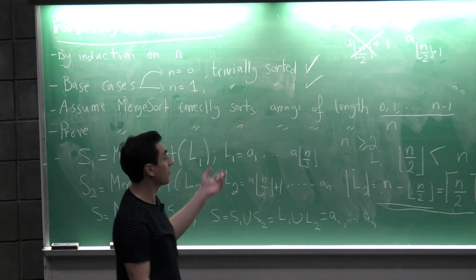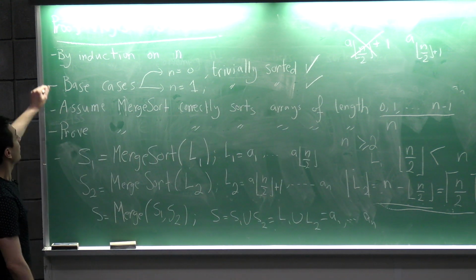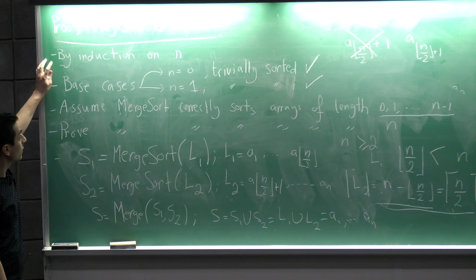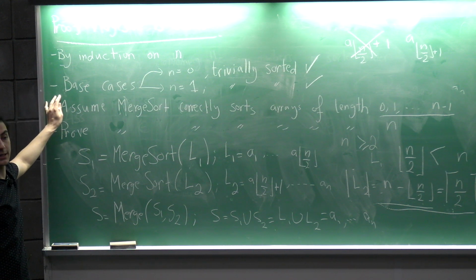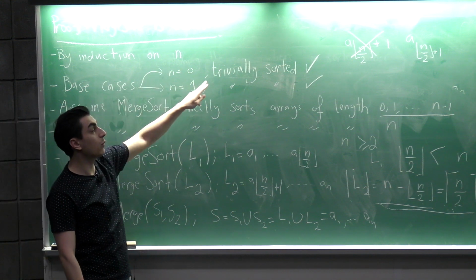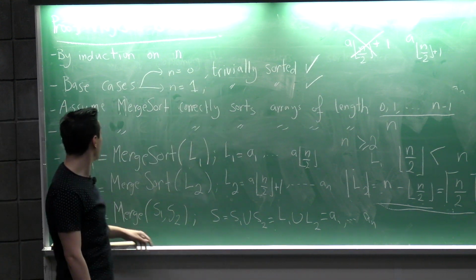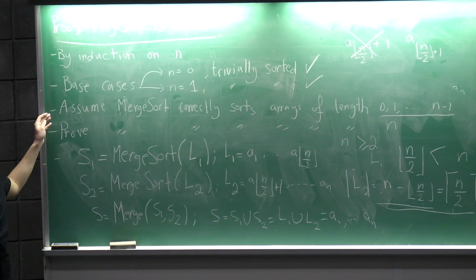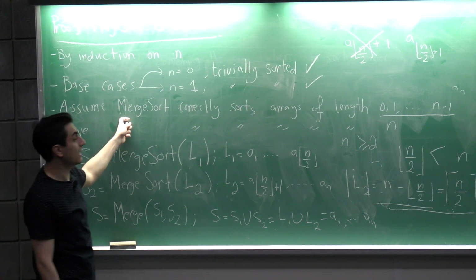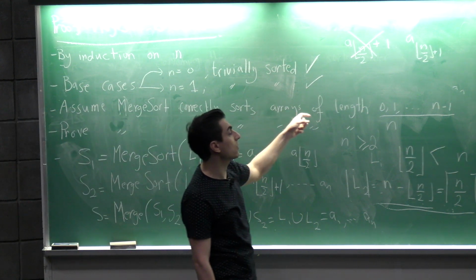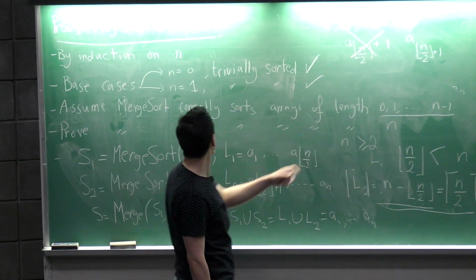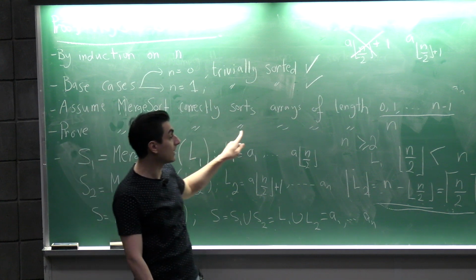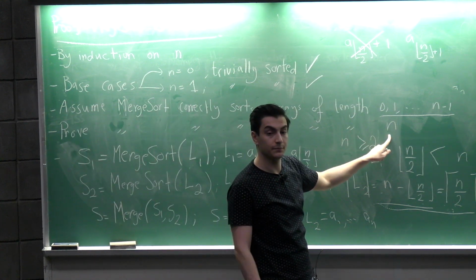So the proof is done. Because it's a recursive algorithm, we're going to do induction. Induction, we do base cases first. The base cases are both trivially correct. Next step is the inductive hypothesis. So we assume that it correctly sorts arrays of length from 0 till L minus 1, and we would like to use that to prove that it's going to correctly sort arrays of length n.